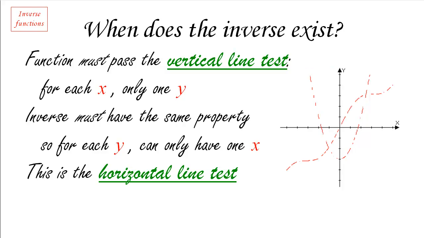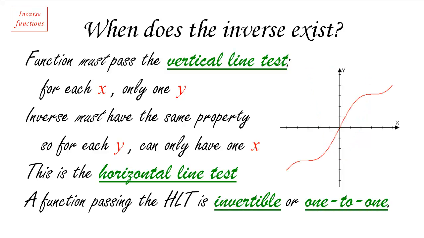Okay, so going back to our original example, we're going to say that a function that does have an inverse is invertible, or one-to-one. One-to-one meaning that for each x value there is only one y value, and for each y value there is only one x value.